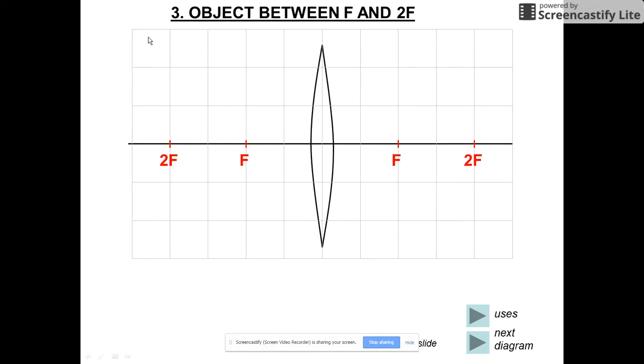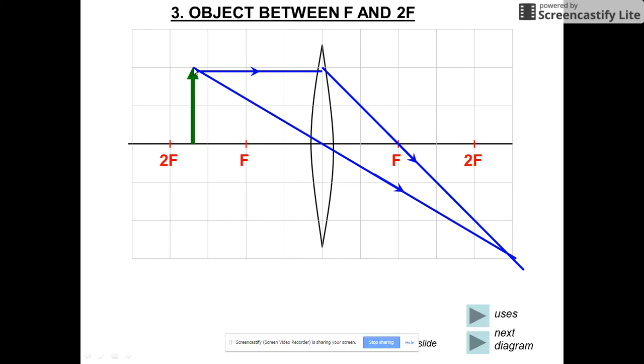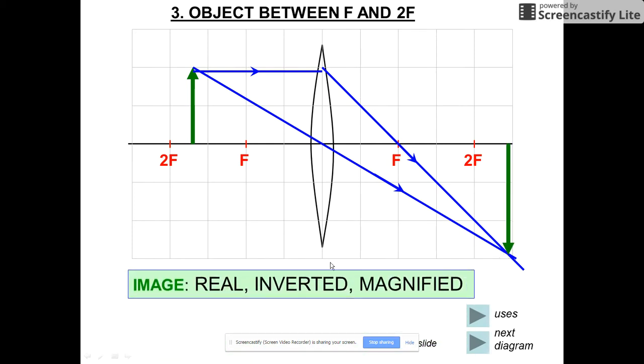Now if I move the object even closer, between F and 2F, and I draw my parallel ray to the axis that is going to pass through F, and I draw my ray from the top of the object that passes through the center of the lens, we can see they're going to cross over here outside of 2F. Now I'm going to get a magnified image because it's got even bigger. It's still inverted, and it's a real image because I can project it onto a screen.